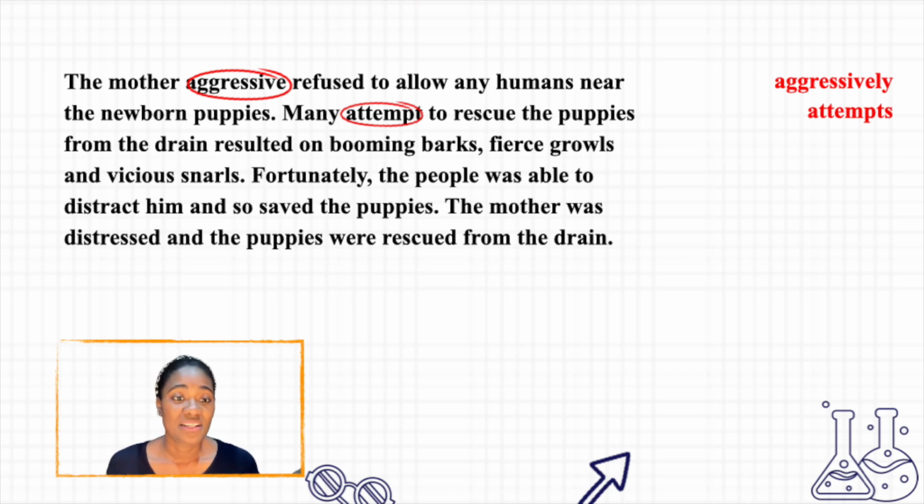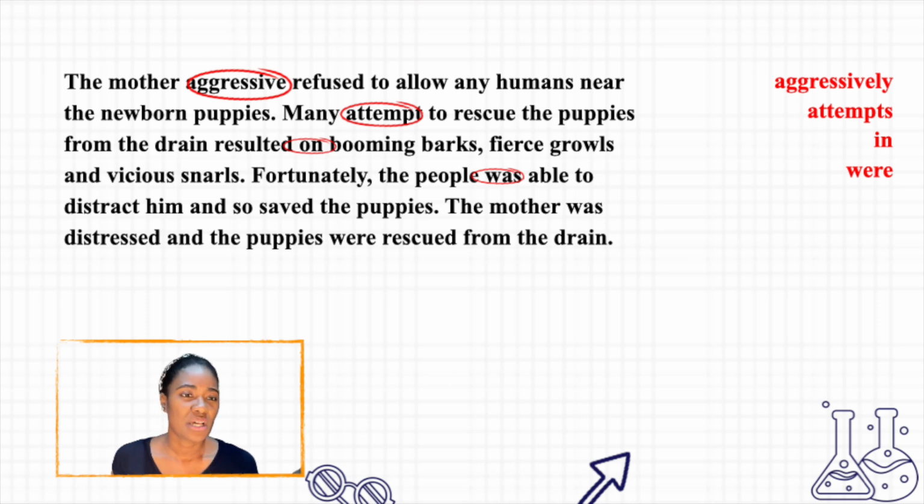Those attempts resulted on booming barks. Well, in line 3, the error is in booming barks, fierce growls, and vicious snarls. Fortunately, the people was able, and I'm pretty sure that you know that people is more than one, so we should use a verb which indicates that we have a plural noun, and therefore the error is the people were able to distract him. But who is him? I am not quite sure who him is. So in this line, we see an incorrect pronoun being used.